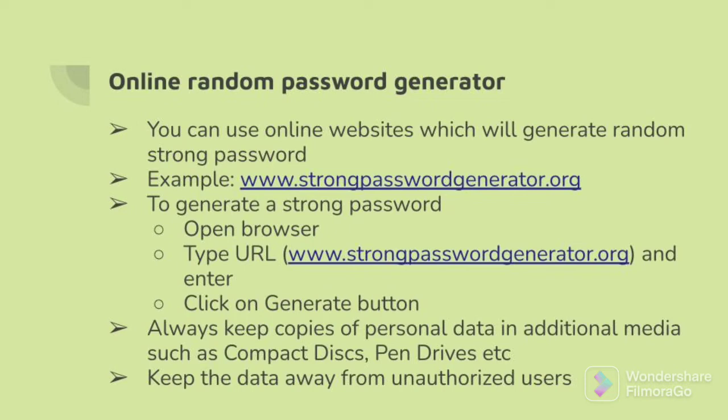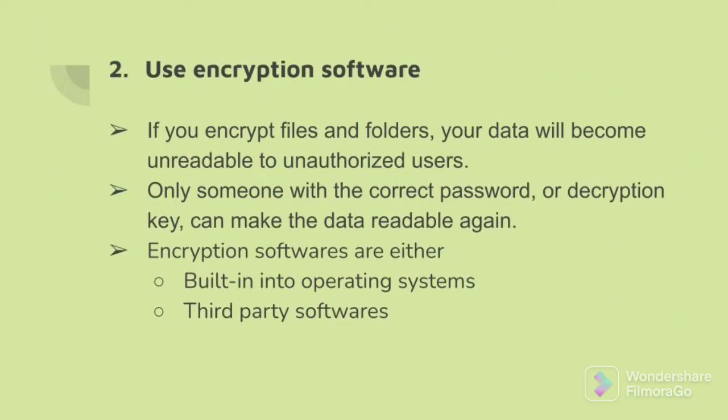How do we guard such information from unauthorized users? The best answer is to encrypt our data. To encrypt our data, we need encryption software. So always use encryption software to encrypt your files and folders, right. You might have used folder lock and such things on your computer, right. If you encrypt your files and folders, your data will become unreadable to unauthorized users. Encryption converts each letter into a different letter, so when an unauthorized user tries to access your file, he will not be able to read your content.